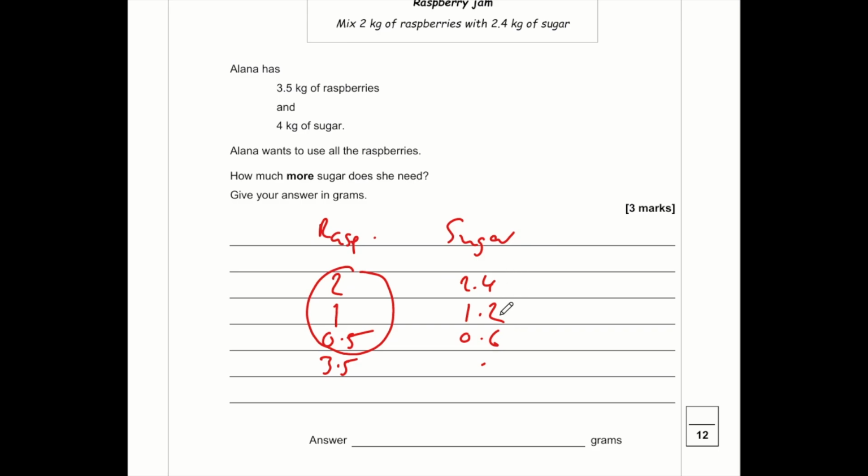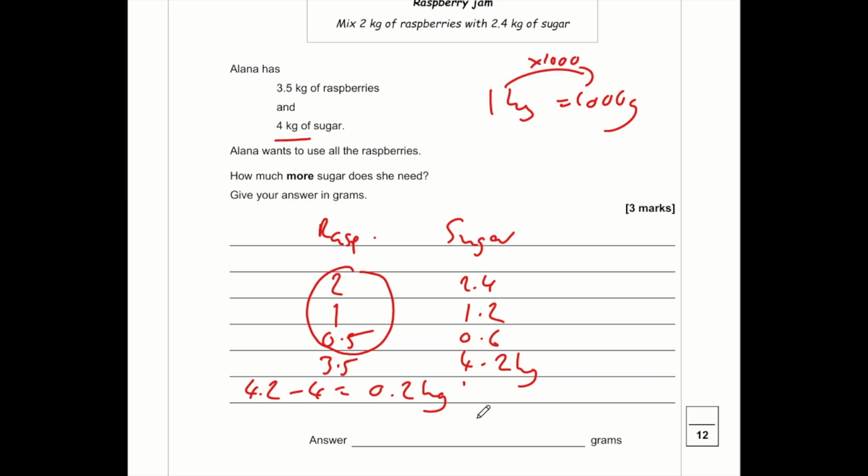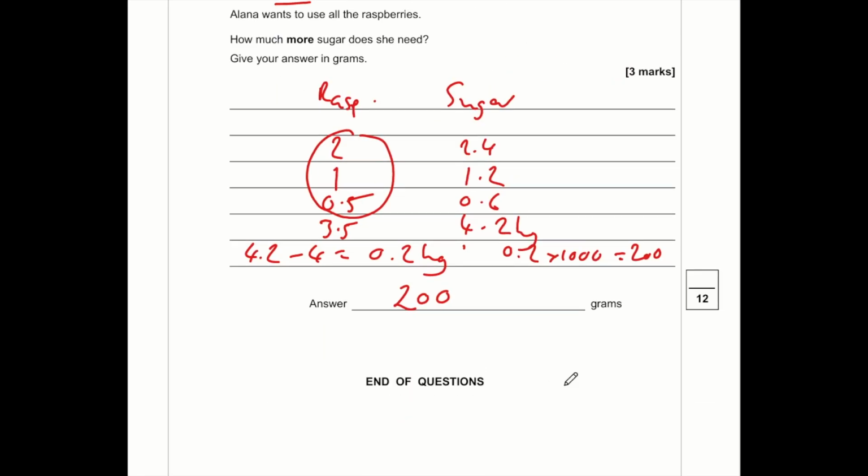So therefore, if we're just adding these 3 together to get the 3.5, let's add these together to get the equivalent amount of sugar. 6 plus 4 is 10, plus 2 is 12, so 2 carry 1, 1, 2, 3, 4, 4.2. So 4.2 kilos of sugar is needed. Alana's got 4 kilos, so that's simply 4.2 take away 4, which is 0.2 kilos. And to convert kilos into grams, remember that 1 kilo is 1,000 grams, so to go from kilos to grams, we're multiplying by 1,000. 0.2 multiplied by 1,000 is 200, so that is 200 extra grams of sugar needed. And that's the end of the section.